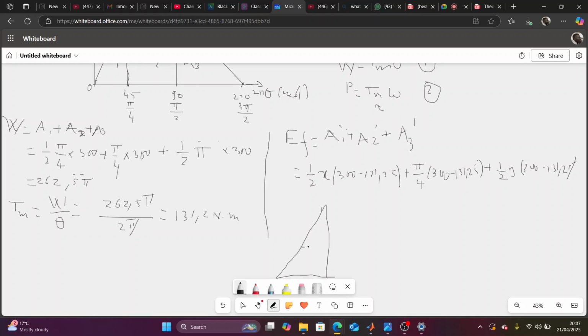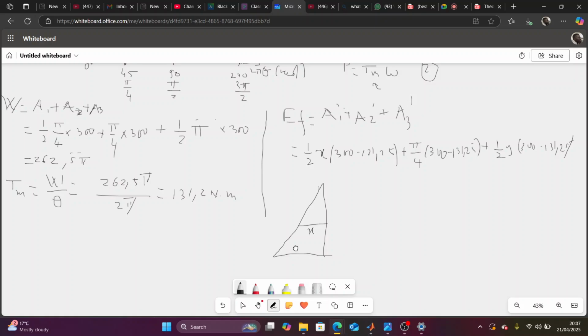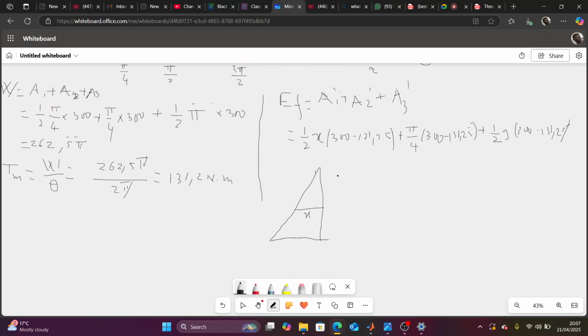If I have x here, do you agree this is what I have, right? I know that the distance from here to here is 300. Do you see it? The small distance here is the mean torque. It is 100. I don't know what it is, it is 131.2, right? Now, what else do I know? I know this is x. I know my base here. What is my base here? It is pi over 4, right?